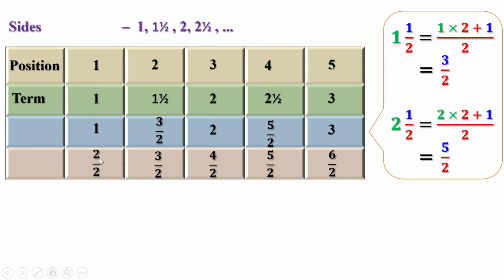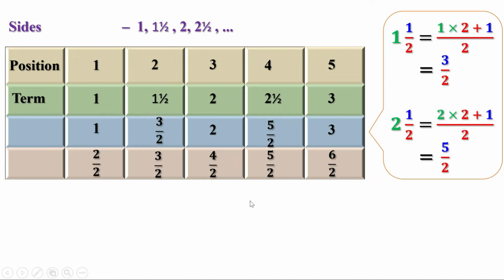Now let us look at the numerators. For the first term, numerator is 2. Second term, it is 3. Third term, it is 4, and so on. Or when the position is 1, numerator is 2. When it is 2, numerator is 3. When it is 3, numerator is 4. When it is 4, numerator is 5. What is the relation? The numerator is 1 more than the position.